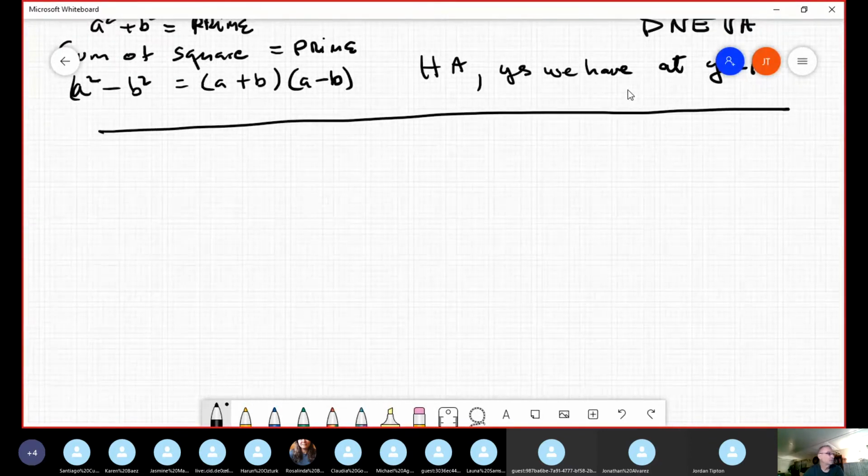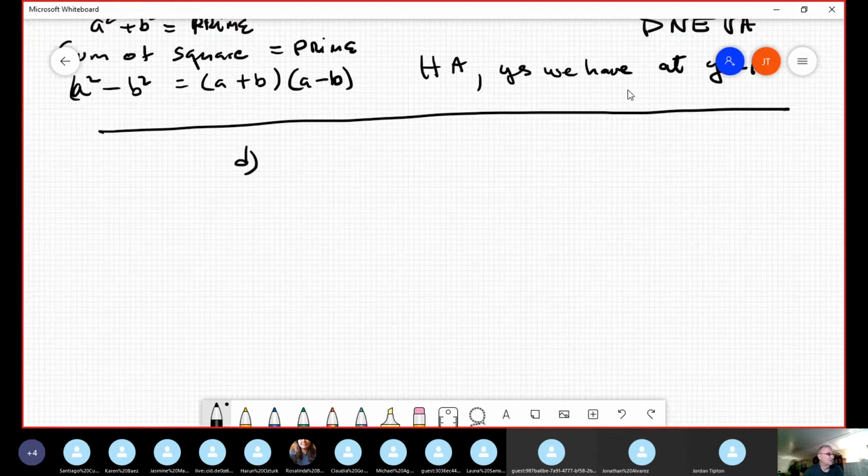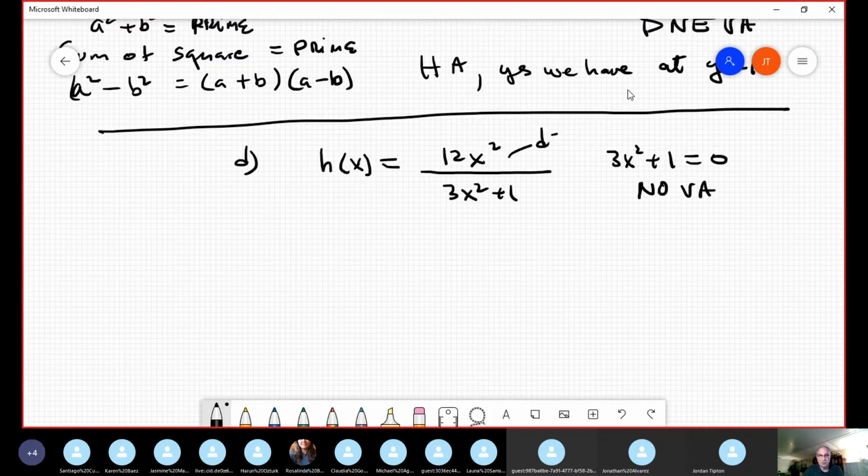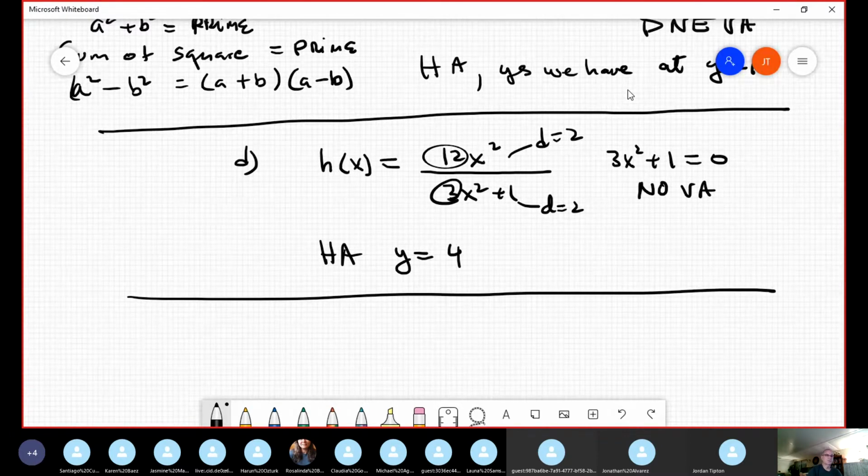D. D is similar. h of x is 12x squared over 3x squared plus 1. No factorization. The polynomial in the bottom equal to 0, imaginary solution. No verticals. The degree of this is 2, the degree is 2. Same degree, yes, we have horizontal, at y equal 4. Where does 4 come from? 12 divided by 3. End of the story. Any question?